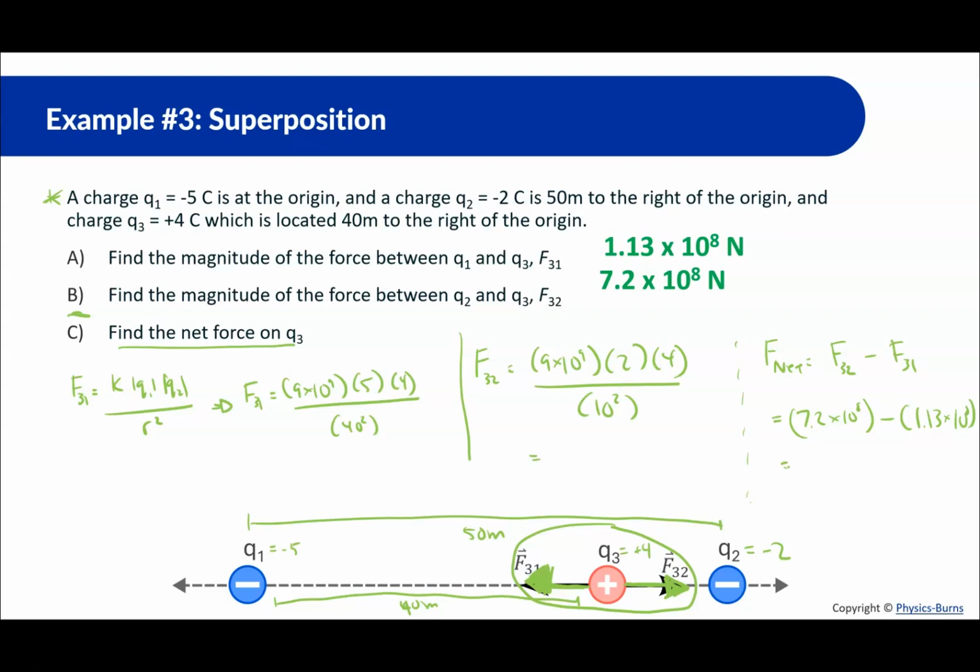And let's see what we get there. 7.2 times 10 to the power 8 minus 1.13 times 10 to the power 8. And we get around 6.07 times 10 to the power of 8. Okay? Hope that makes sense. I know that was a lot. I don't think it was hard, but there's a lot of steps there. So if you need to, watch it again.